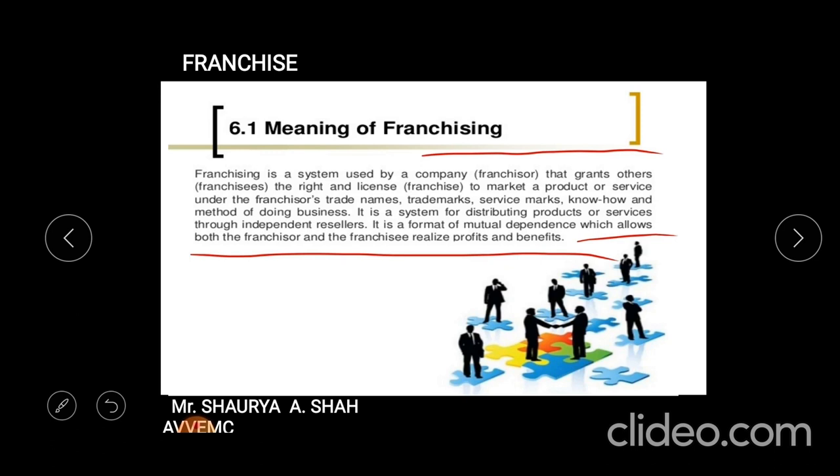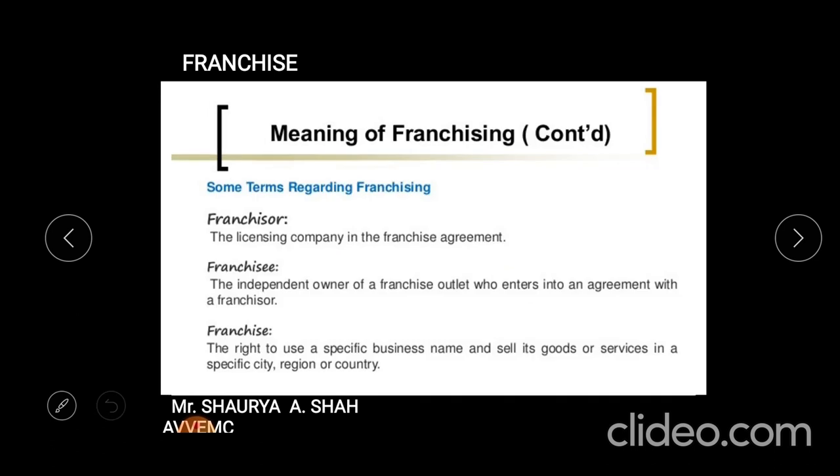Fine. Moving on. The three terms which I told you, what do you mean by franchisor? It is the company which gives the franchise agreement. Franchisee, it is the independent owner of the franchise outlet who enters into an agreement with the franchisor, the person who takes the franchise. And the franchise is the right to use a specific business name and sell its goods or services in a specific city, region or country. I suppose it is clear to each and every student. Fine.